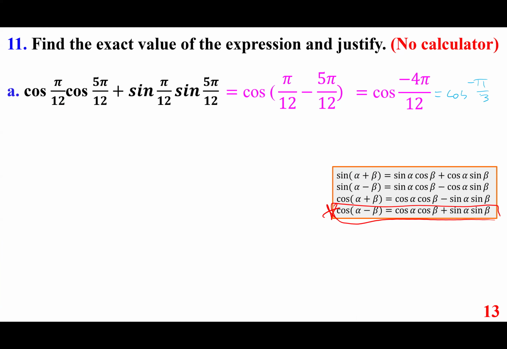Cosine is an even function. So cosine of negative pi over 3 and positive pi over 3 are the same. And the answer is 1/2.